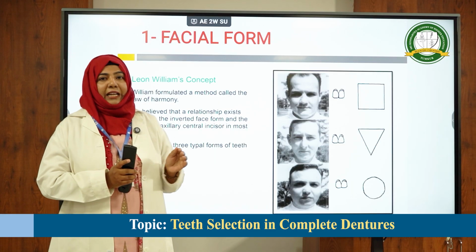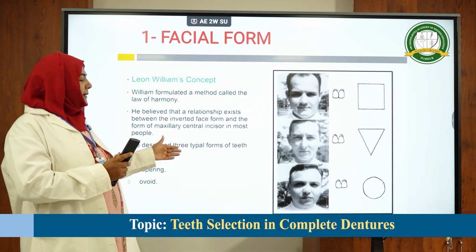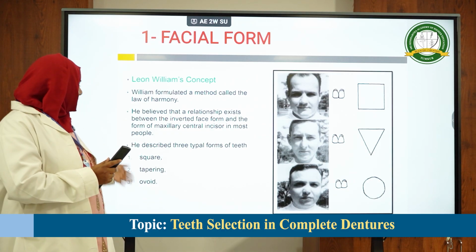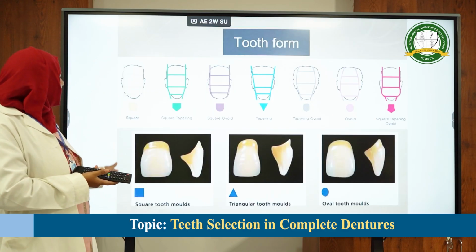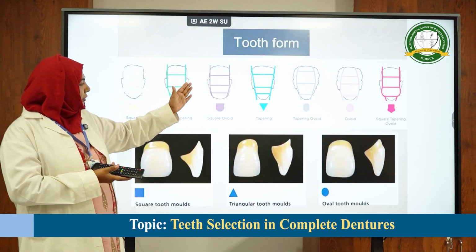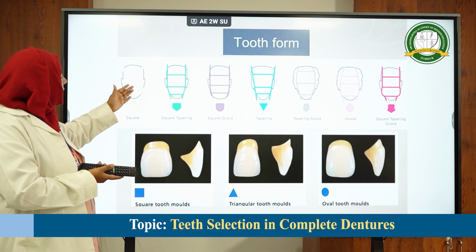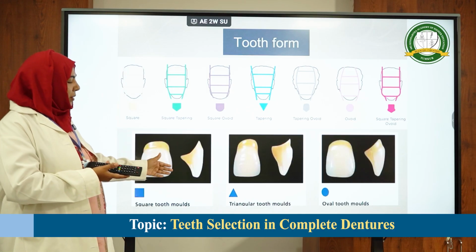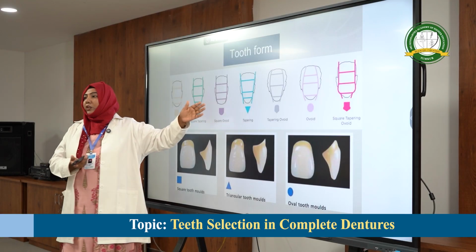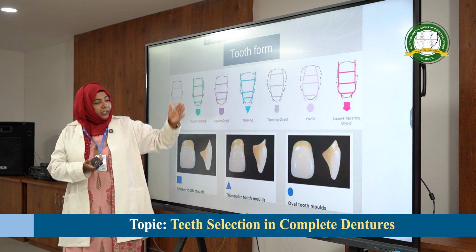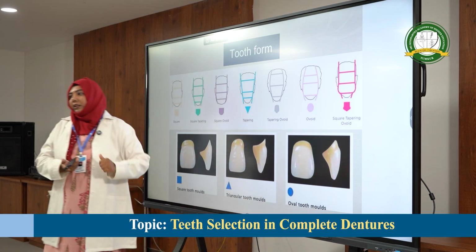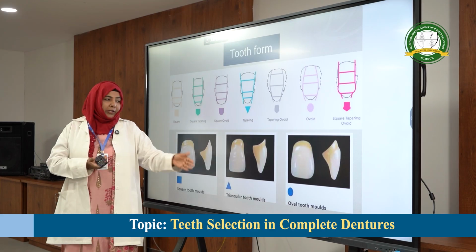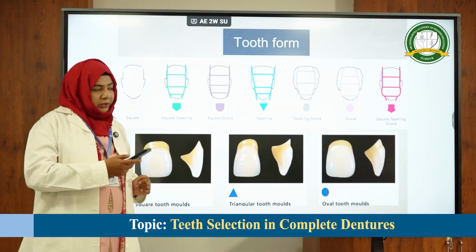Based on that, he has given 3 different types of form of the teeth: square, tapering and ovoid. In case of a square facial form, you can select the square tooth form, whereas for a patient with a tapering facial form, you can select the triangular tooth molds. Then in case of an ovoid facial form, you can go with the oval tooth molds.